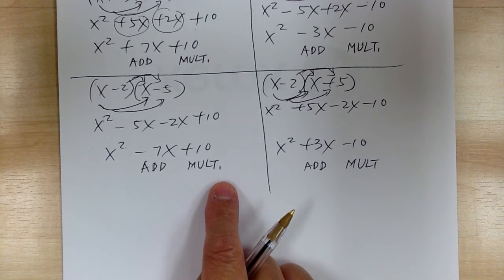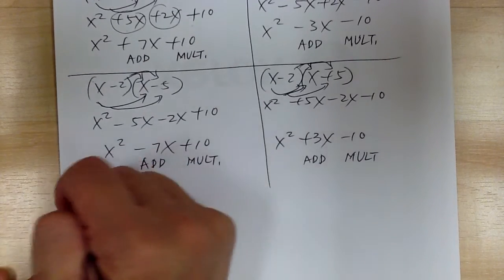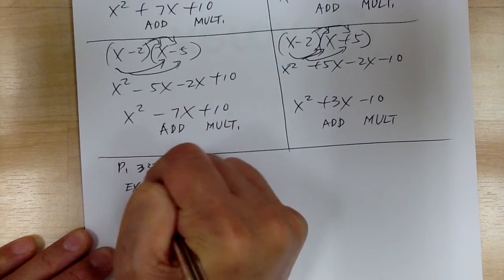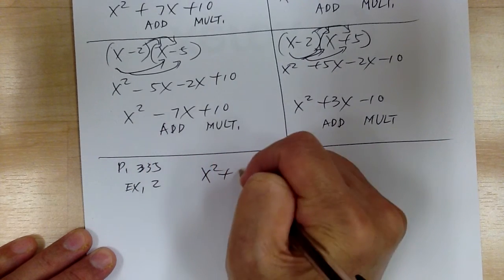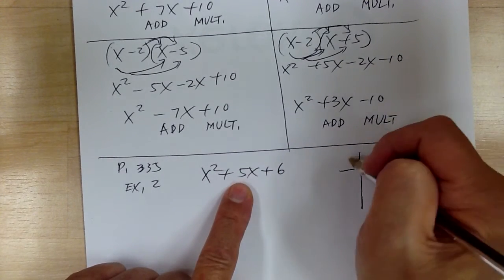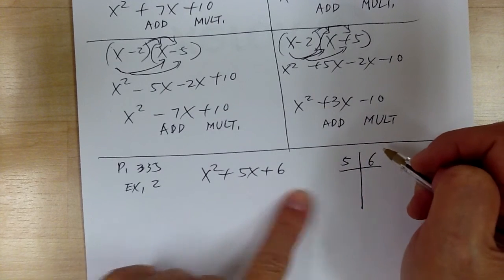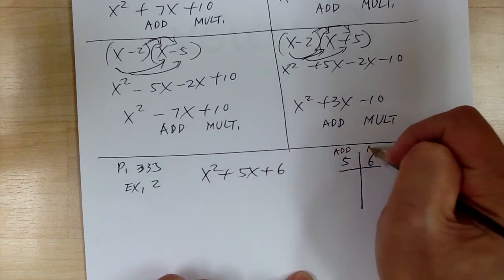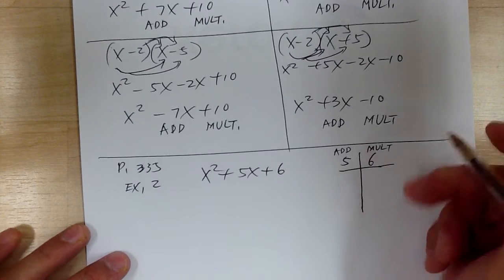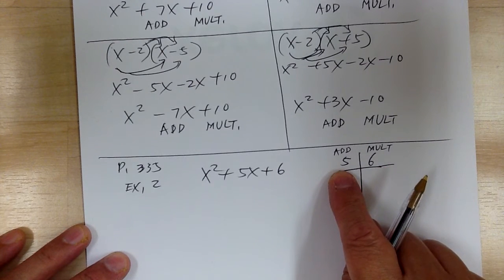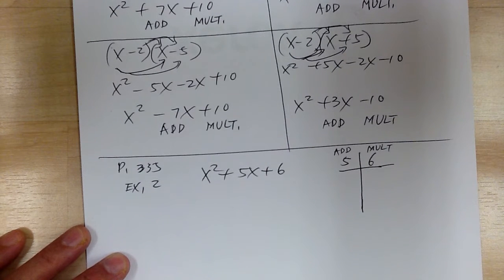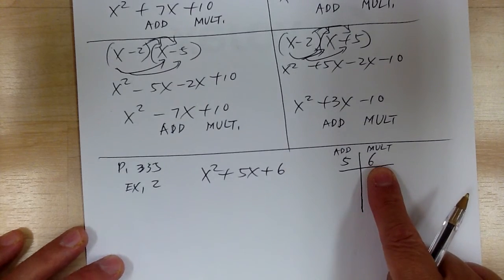If we go to example 2, on page 335, you're factoring x squared plus 5x plus 6. What you want to do is draw a cross and put a 5 over here and a 6 over here. Remember, this came from adding, and this came from multiplying. You want to find a combination of two numbers that when you multiply, you get 6, and when you add, you get 5. If you start with the addition, there are an infinite number of possibilities, so it's difficult. So let's start with the multiplication.